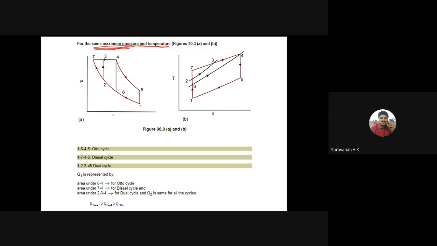See the graph. 1745, 1745. Which cycle is this? Bhuvaneshwar. Bhuvaneshwar. Hello, sir. 1745. Which cycle is this?